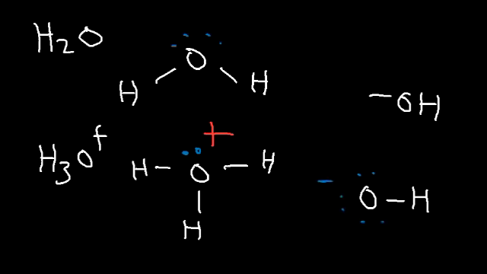Typically, when an element has 2 bonds, it usually has 2 lone pairs. When it has 3 bonds, it usually has 1 lone pair. And when it has 1 bond, usually it has 3 lone pairs.